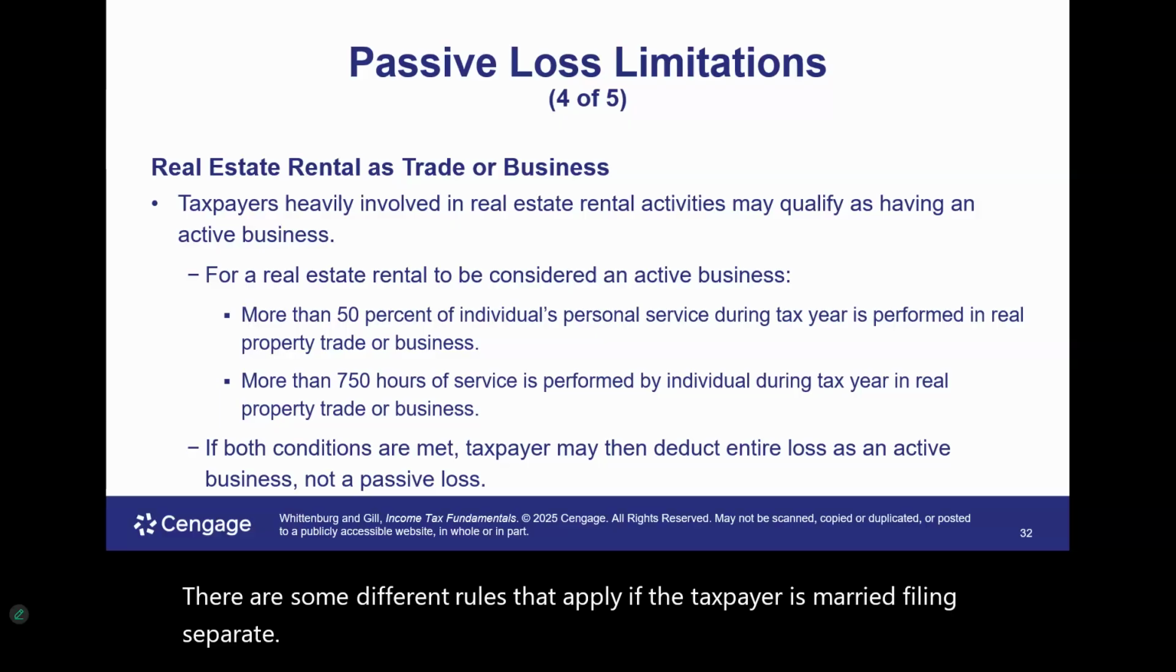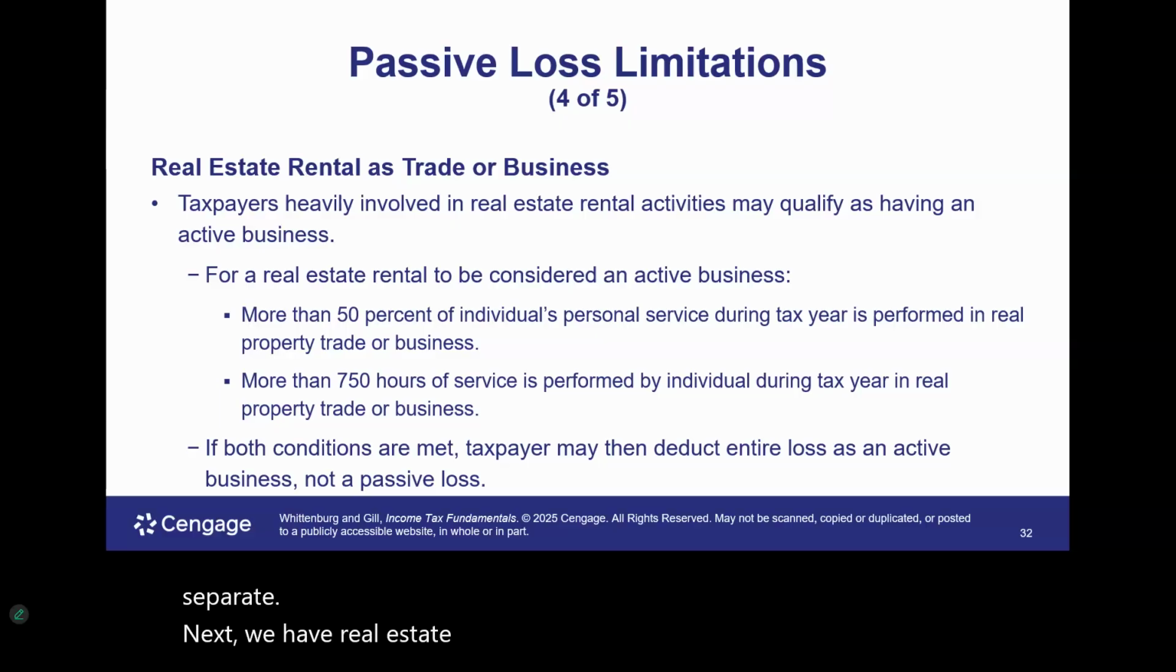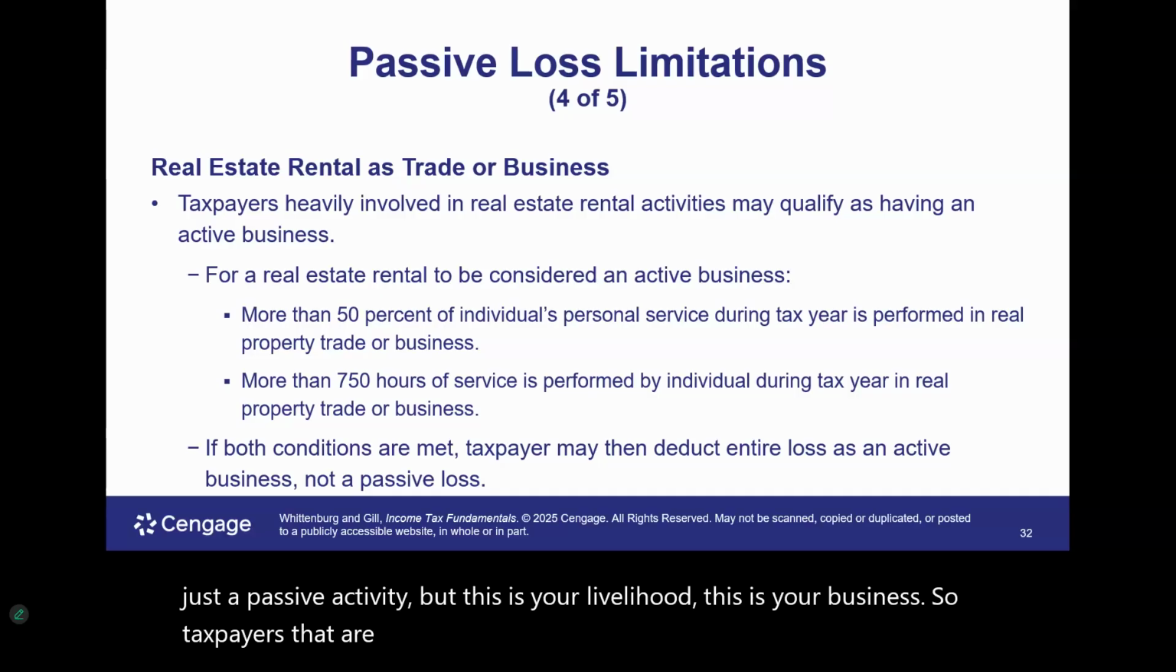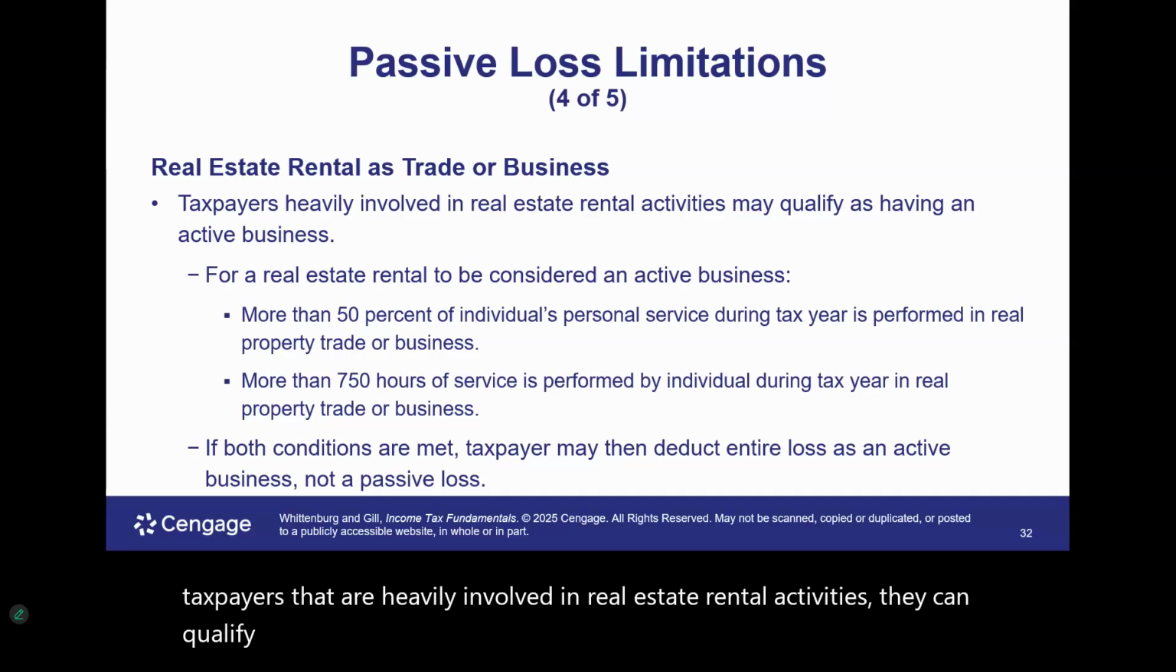Next, we have real estate and rental as a trade or business. So now it's not just a passive activity, but this is your livelihood. This is your business. So taxpayers that are heavily involved in real estate rental activities can qualify as having an active business. So instead of it being reported on Schedule E, it would actually be reported on Schedule C.